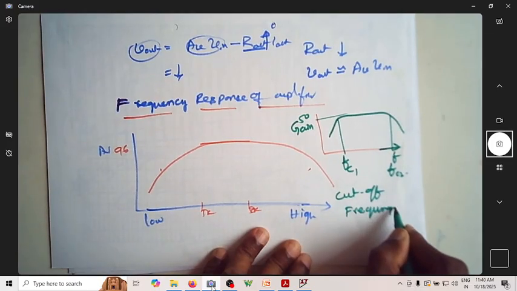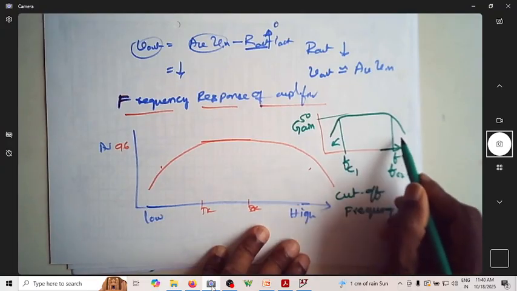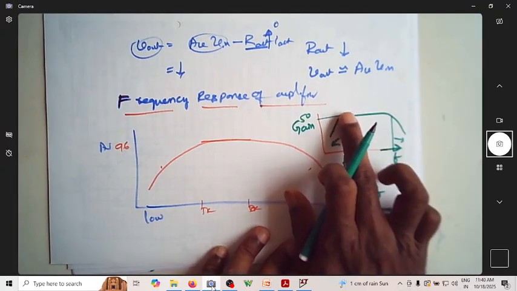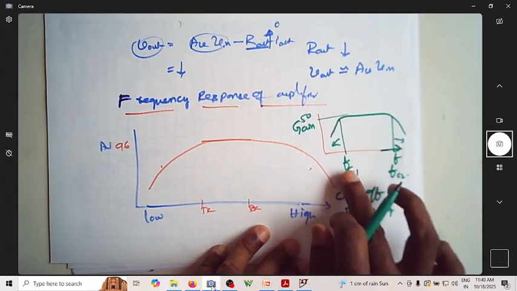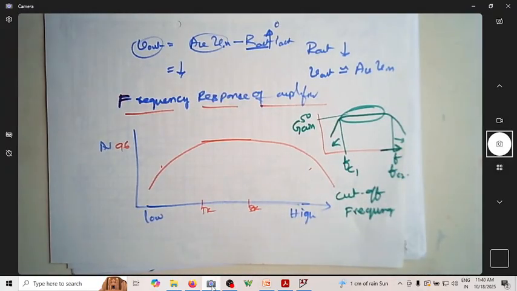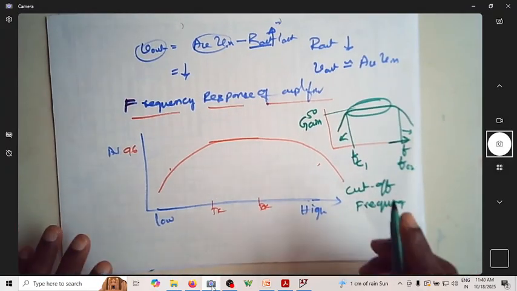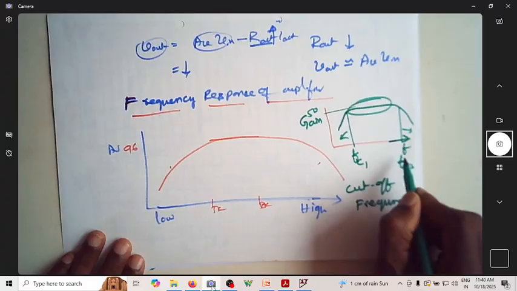If the frequency of the input signal is less than f1, or more than f2, the guaranteed gain is not 50, it will be less than 50. If it is between these two, the gain is almost equal to 50. Now the question is, how did we come across this frequency fc1 and fc2?